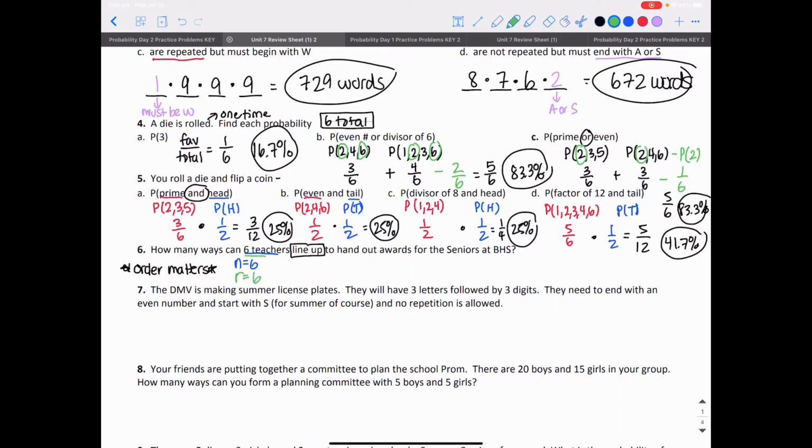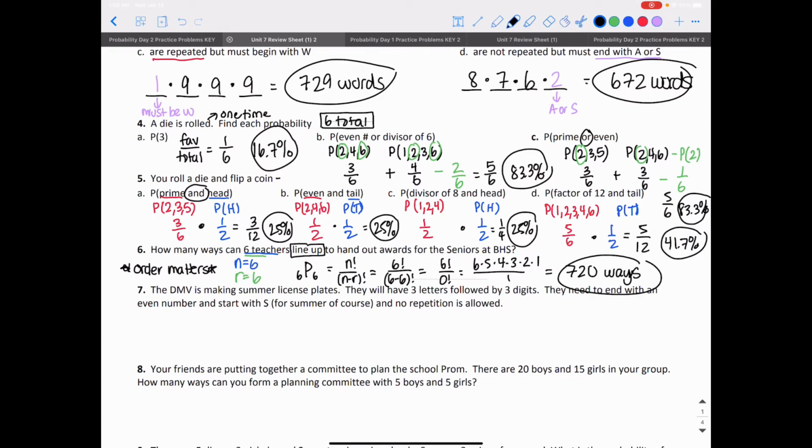And so r is 6 as well, which means I'm going to be doing 6p6. And I want you to actually do the work for this using the formula. The formula is n factorial over n minus r factorial. So in this case, it's going to be 6 factorial over 6 minus 6 factorial, which is 6 factorial over 0 factorial. I know 6 factorial is 6 times 5 times 4 times 3 times 2 times 1, and 0 factorial is 1. When I do this in my calculator, I'm going to get 720 ways.